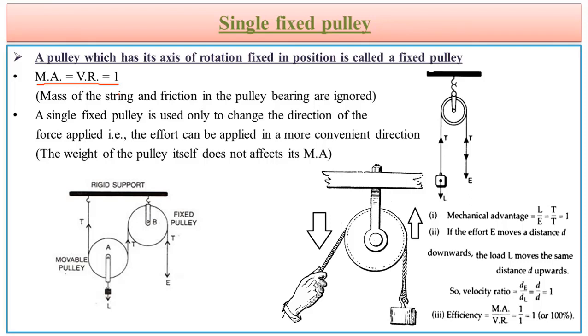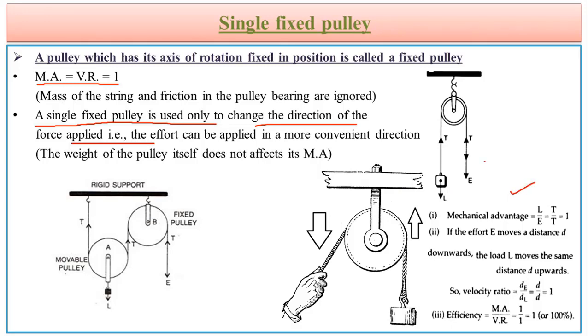Here, for an ideal condition, we take the mass of the string and the friction as 0. In a single fixed pulley, we use that kind of pulley just to change the direction of the force applied. You can calculate the mechanical advantage and velocity ratio with this simple formula.